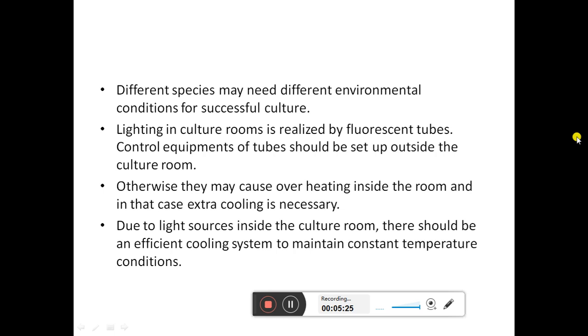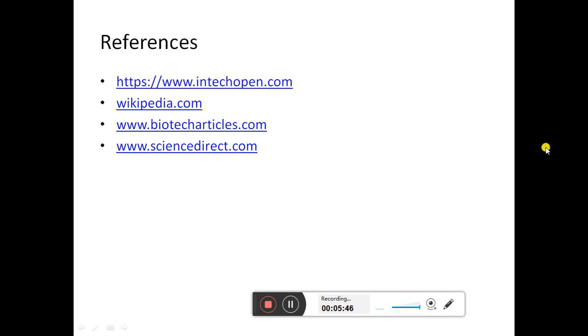Control equipment of the tubes should be set up outside the culture room. Otherwise, they may cause overheating inside the room, and in that case, extra cooling is necessary. Because the light sources are inside the culture room, there should be an efficient cooling system to maintain constant temperature conditions. So that's all about micropropagation.